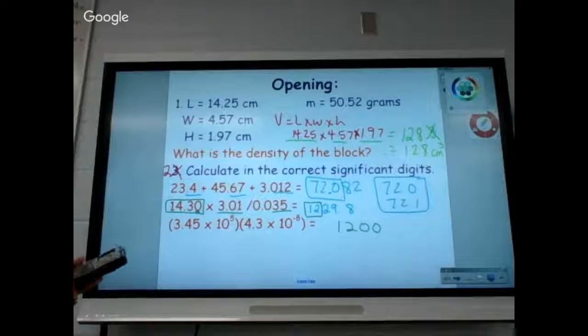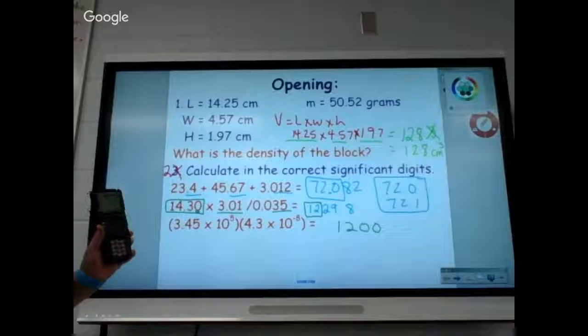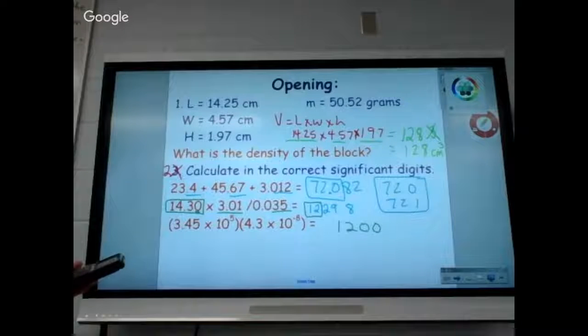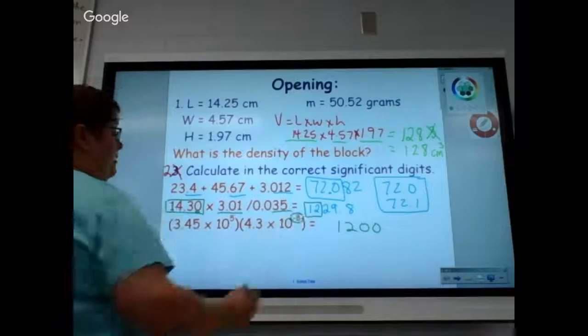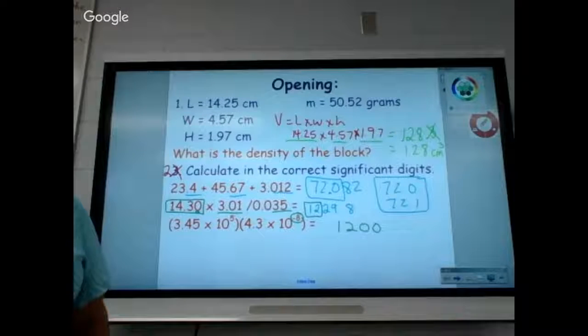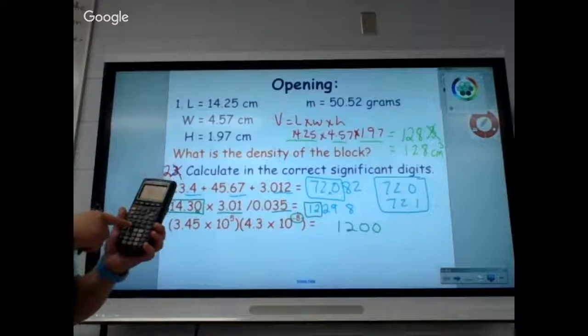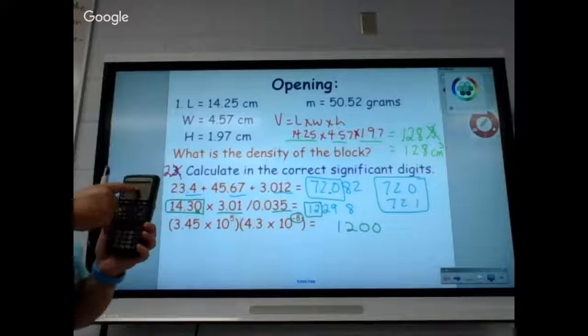So 3.45, second, EE, 5. Forget the E. Don't hit times or anything else. Just hit 3.45, second, EE, and then the E pops up and you tell it 5. All right, this is the times because there's nothing else there but parentheses. 4.3, second, EE, and then the E comes up and I say -8. Yep, this exponent's -8. You don't hit times 10. You don't hit the times, you don't hit the 10. But when you hit second and then that EE key, the E comes up on the calculator.